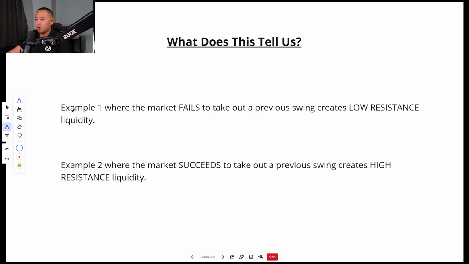Okay, so example 1, where the market fails to take out a previous swing, creates low resistance liquidity. And example 2, where the market succeeds to take out a previous swing, creates a high resistance liquidity point. All right, and just think logically. If they're leaving old lows in place, what's happening is they're building up liquidity to possibly be taken out at a further point in time. So when I see markets that are continuously creating lows like this, I have to be cautious and aware that they may be building up liquidity to just take out at a later point.